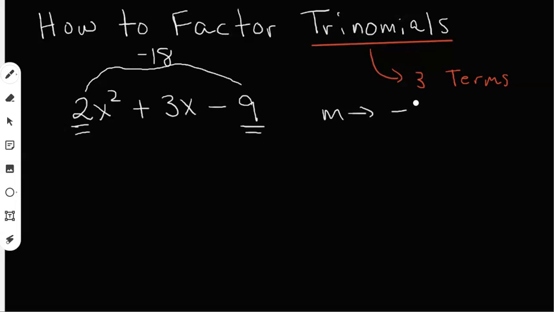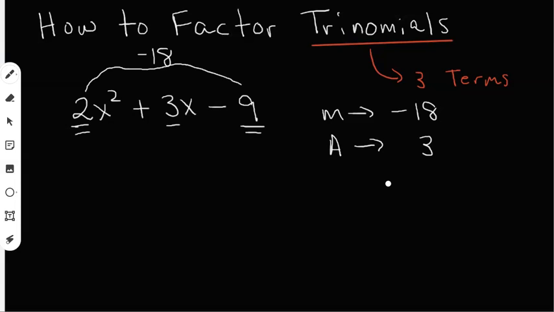I want to multiply to negative 18, but at the same time, I want to add up to the middle number. The middle number is a positive 3. Over here, I've written an M and an arrow, that just means multiply to. And I've drawn an A and an arrow, that means add to. So I need to find two numbers that multiply to negative 18 but add up to 3. And once you find those two numbers, you're going to want to write them down.